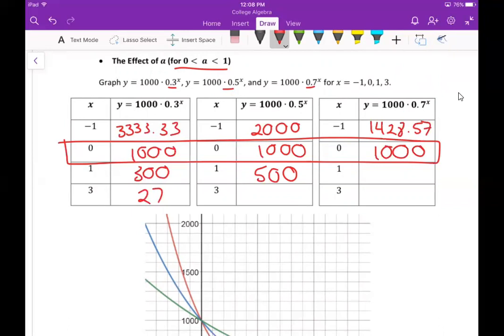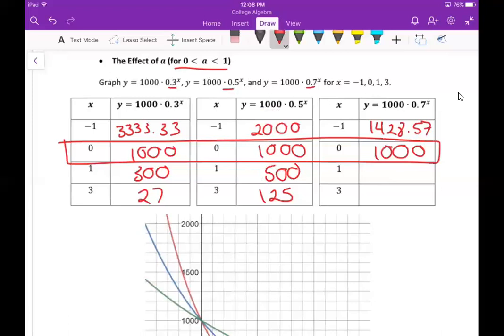Sorry, I don't grow faster. I'm still decaying, 1,000 to 500, confusing myself here. I decay slower, right? I went from 1,000 down all the way to 300 with 0.3, but I only go down to 500 with 0.5. And then as I move into an x value of 3, I only go down to 125 rather than going all the way down to 27.